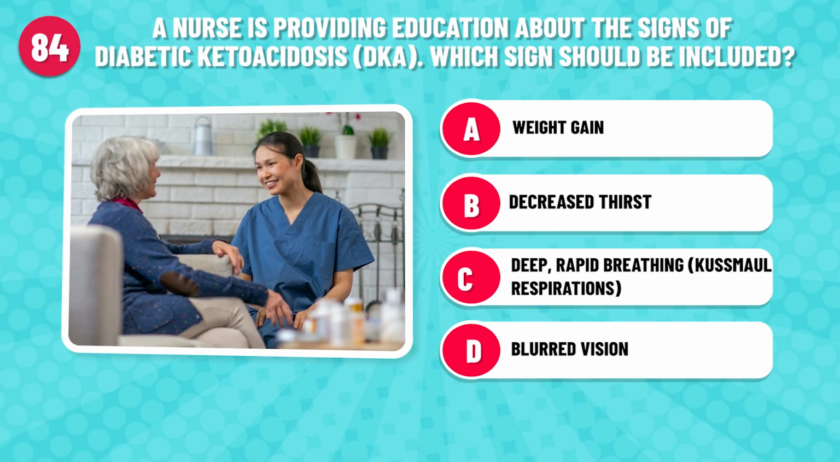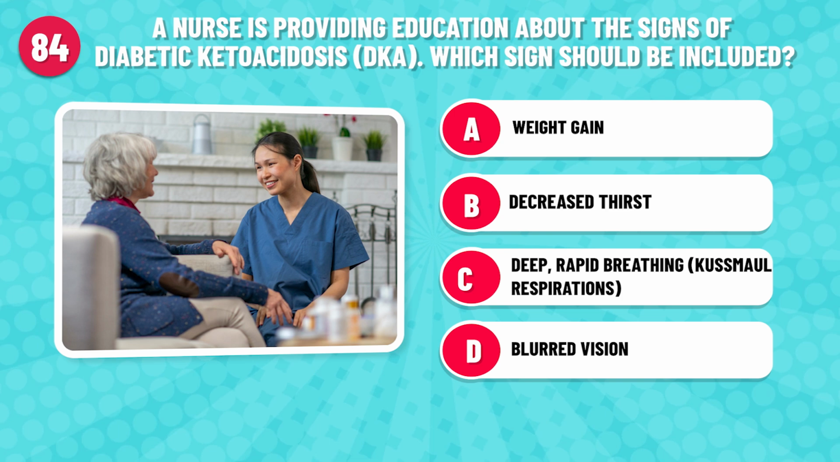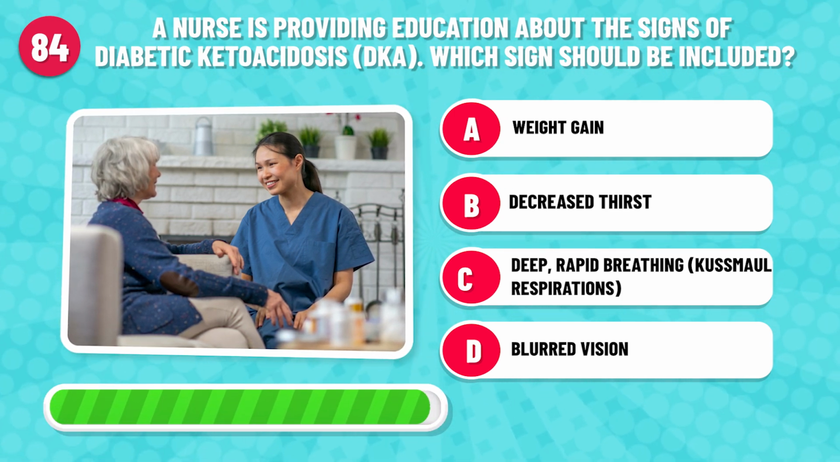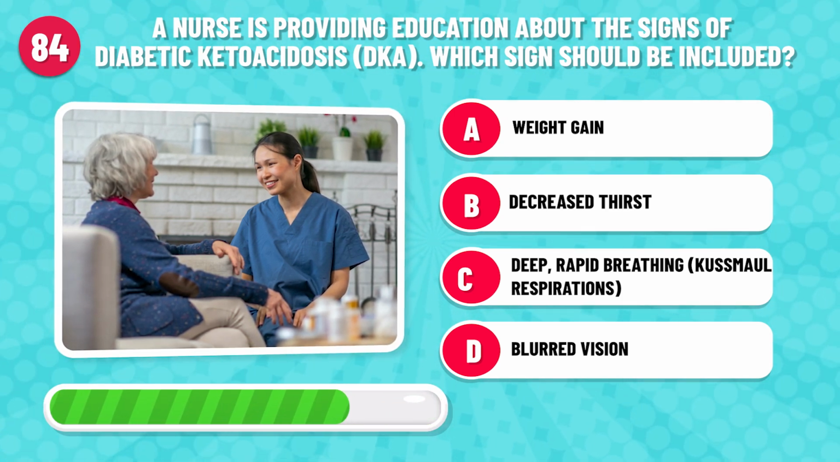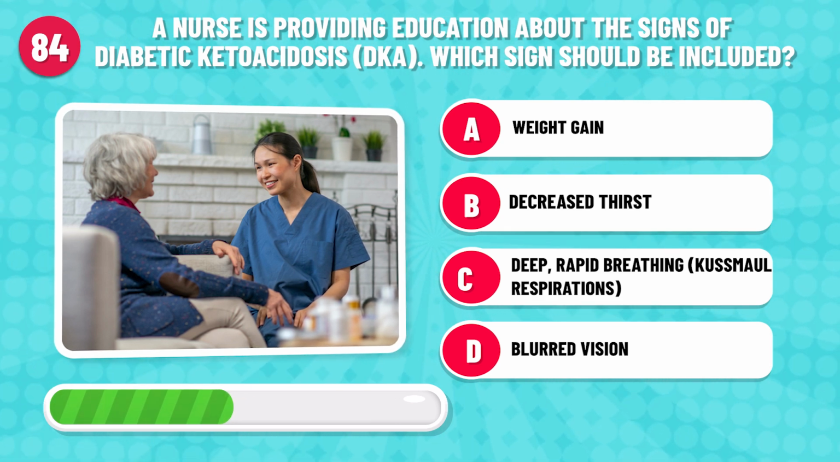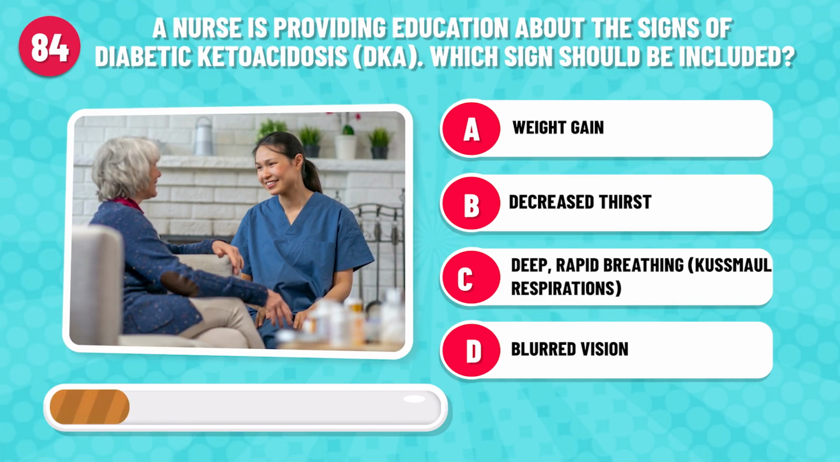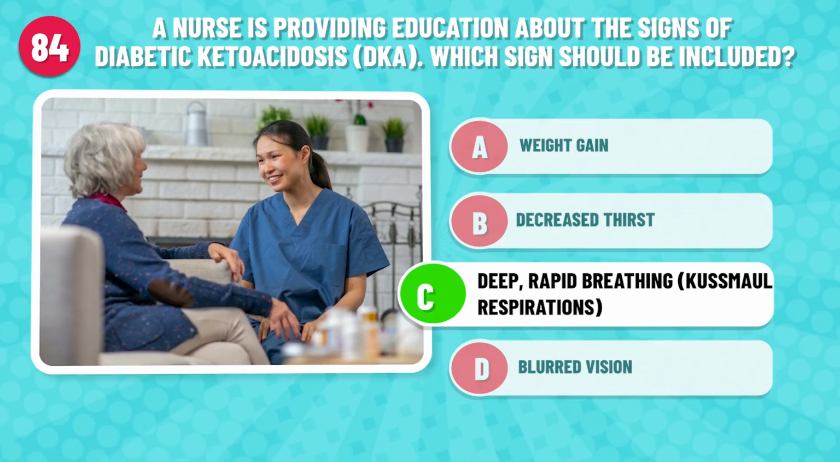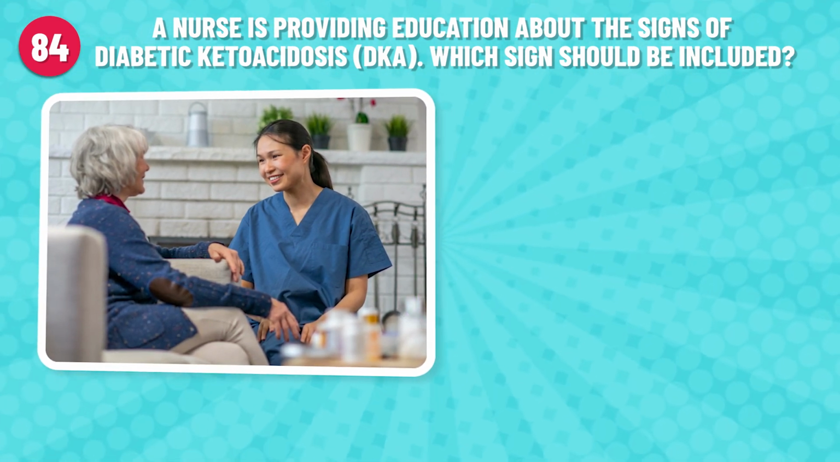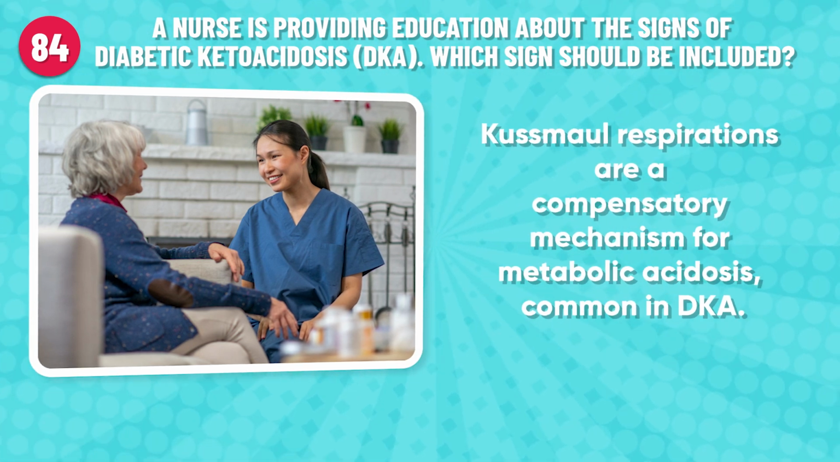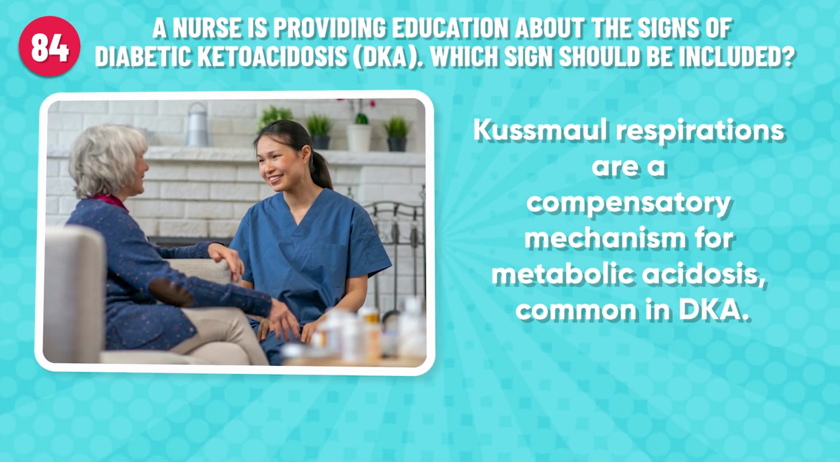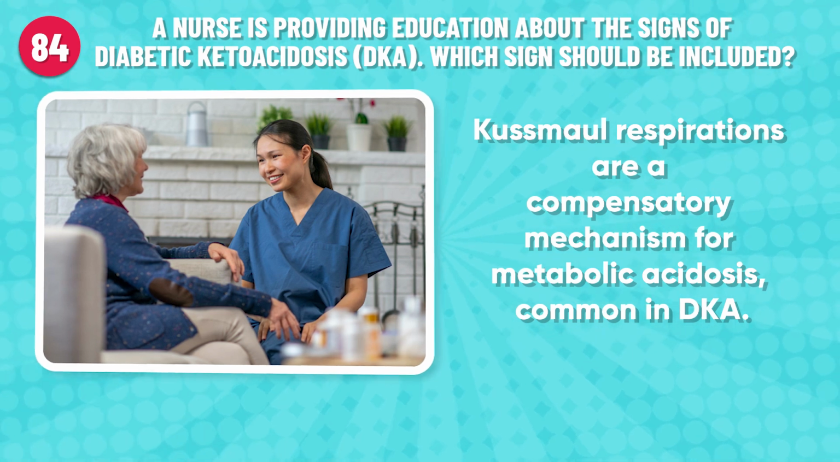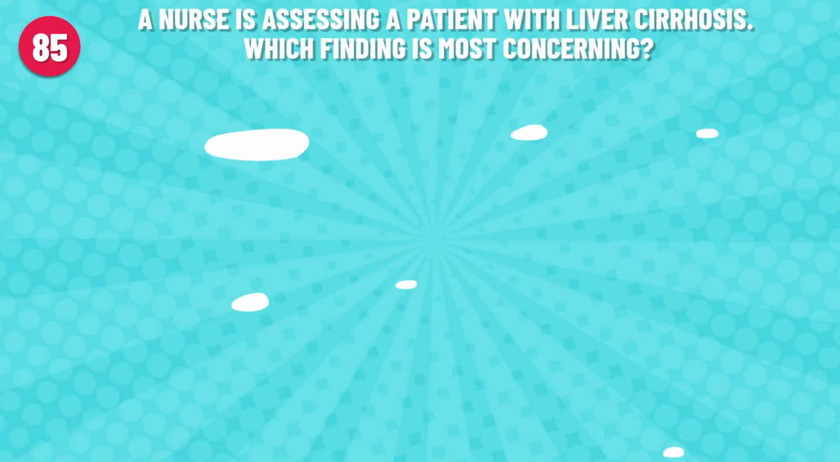A nurse is providing education about the signs of diabetic ketoacidosis, DKA. Which sign should be included? It's C. Deep rapid breathing, Kussmaul respirations. Kussmaul respirations are a compensatory mechanism for metabolic acidosis, common in DKA.